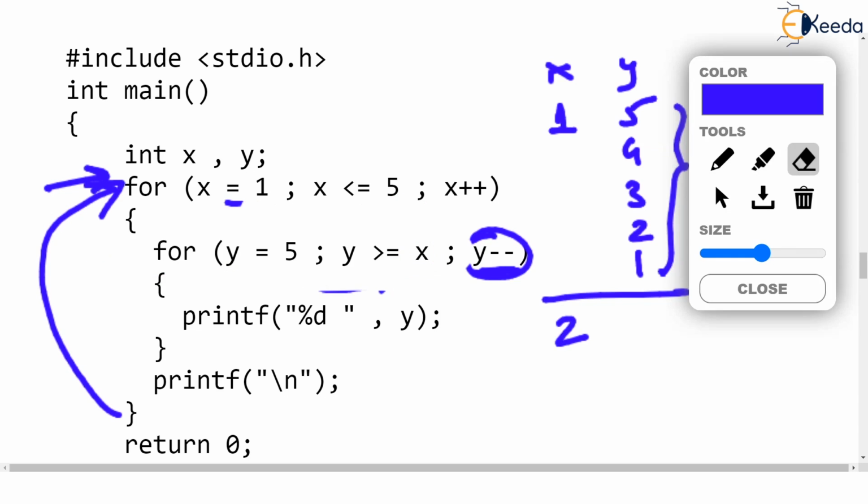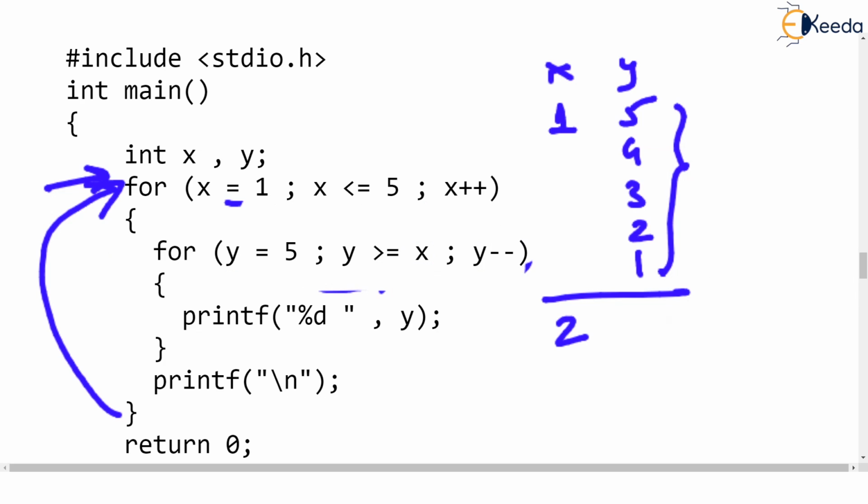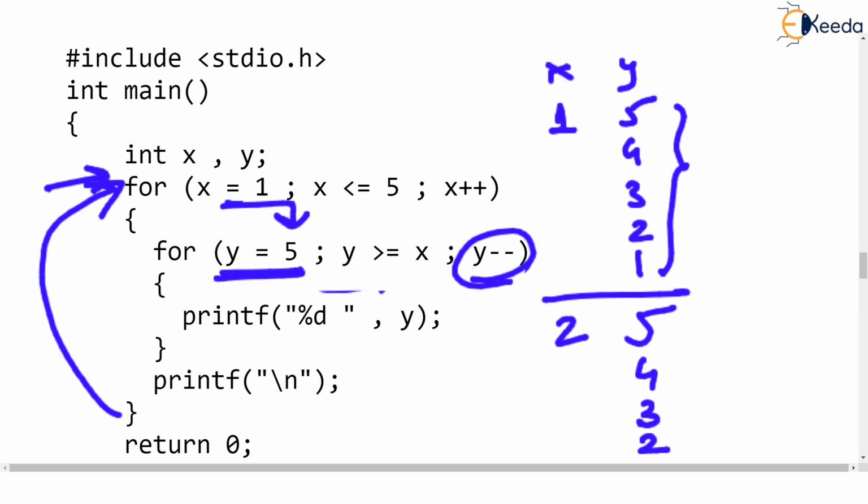So when x is 2 the second time in the outer for loop, you see the inner for loop says I will count from 5, okay, y is 5, and then I'll decrease y, okay, 4, again decrease y, okay, 3, again decrease it, okay, 2, but then I'll stop because the inner loop says that I will keep decreasing y till y reaches x, and x this time is 2. So clearly the inner loop has counted as 5 4 3 2.